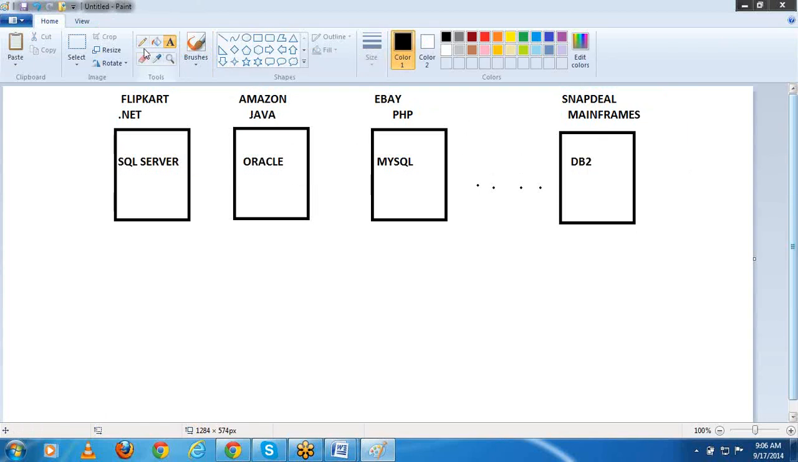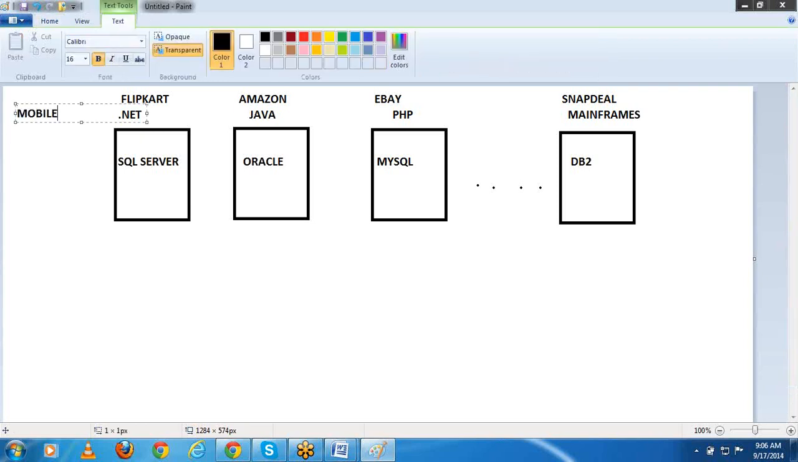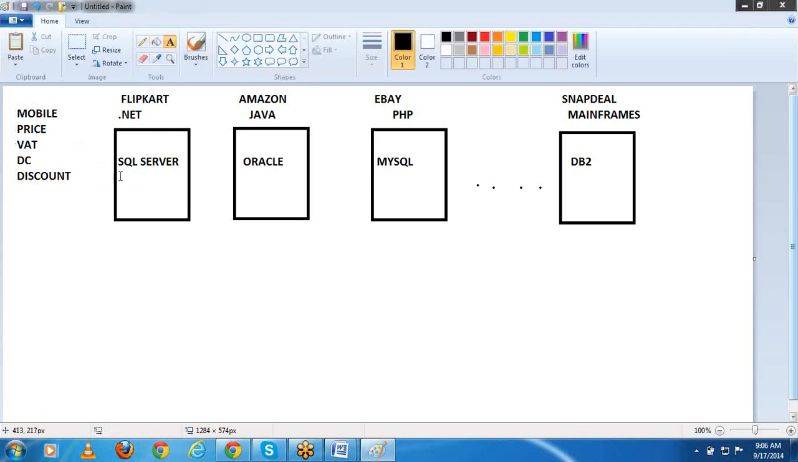All are e-commerce applications. Let's suppose I would like to buy a mobile. There are many products, but I would like to buy a mobile. So for that there will be a price, there will be VAT charges, delivery charges, and a discount across all applications.